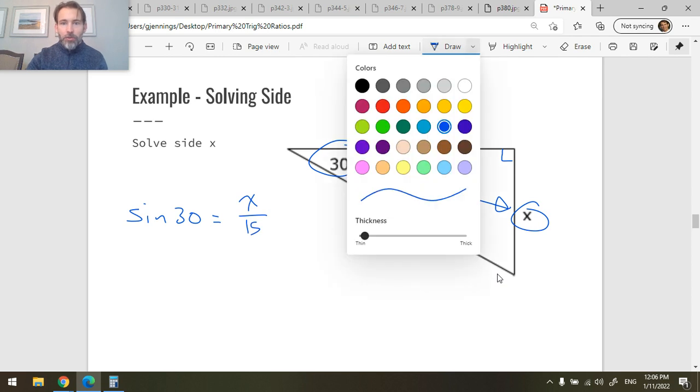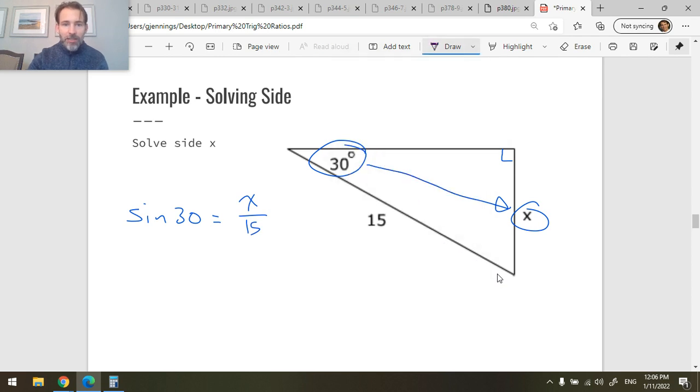And now I'm going to do some inverse operations to isolate x. I'm going to multiply both sides by 15. These will cancel. And then I multiply this by 15 as well. So this is what I can punch on my calculator. 15 multiplied by sine 30. All right. When I do that, sine 30, I've already told you, it's 1/2.